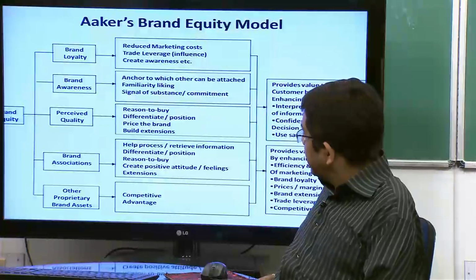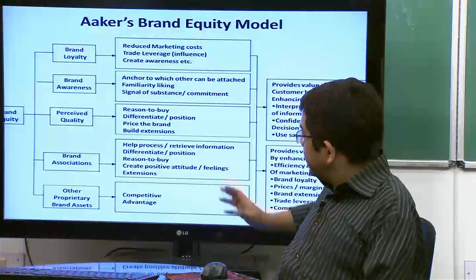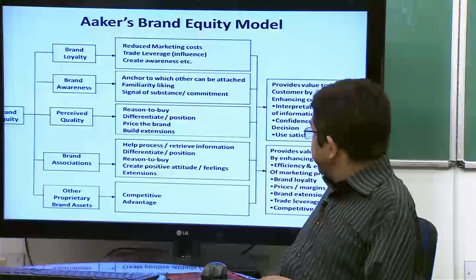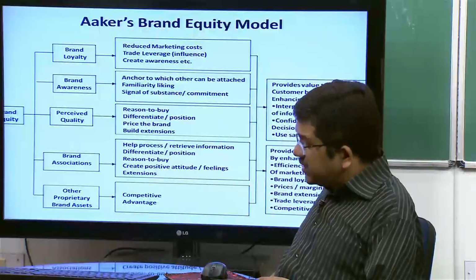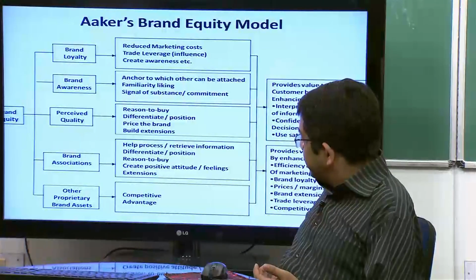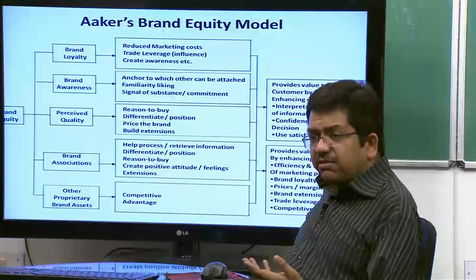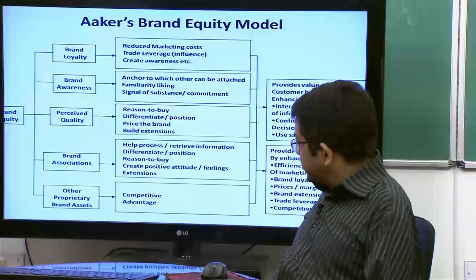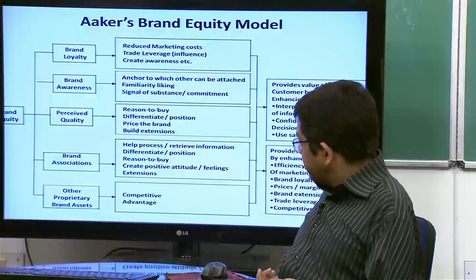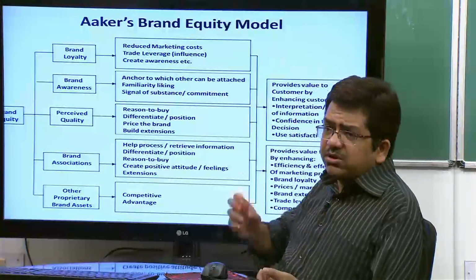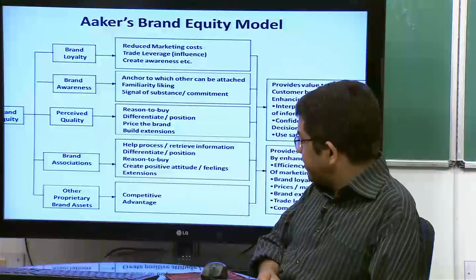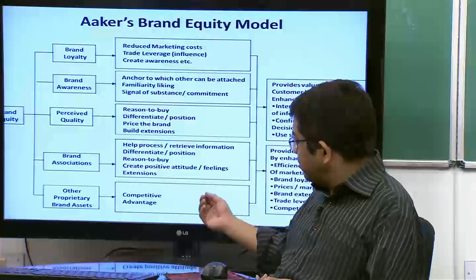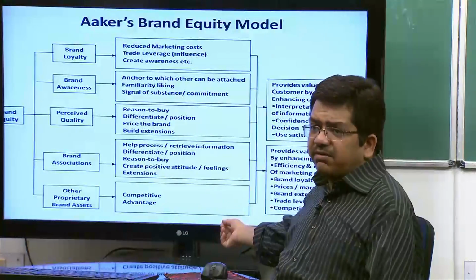Then brand awareness is basically an anchor to which others can be attached: familiarity, liking, signal of substance and commitment. These are the benefits of brand awareness. And then perceived quality is basically a reason to buy, or it differentiates a product from the other offerings, and helps you in creating extensions. Then brand associations we have also talked about. Other proprietary assets are also an important source of brand equity, in the form that when you have your trademark, your logo, your intellectual property rights with you, these basically work as a competitive advantage.